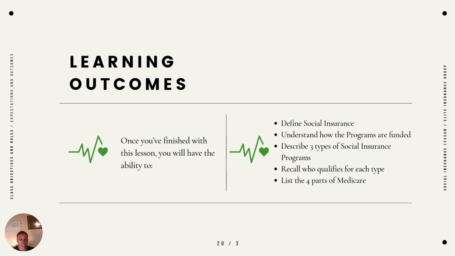So the learning objectives: once you have finished this lesson, you will have the ability to define social insurance, understand how the programs are funded. We're going to describe three types of social insurance programs, recall who qualifies for each type, as well as list the four parts of Medicare.